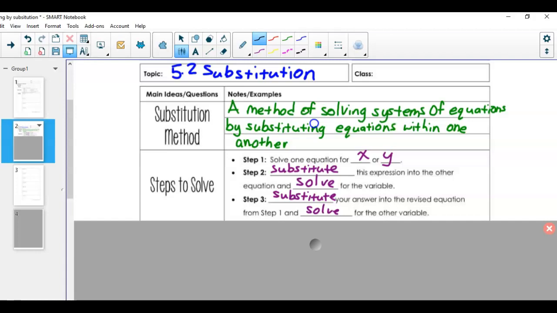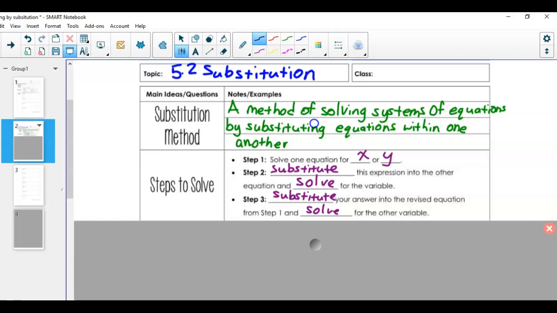First, we look and see, do we have an equation where x or y is by itself? If we do, then we can skip step 1 and go on to step 2, which is substitute the expression into the other equation and solve. So let's say we had a y equals some equation, and then we had another equation in slope-intercept form or standard form. It doesn't matter. We can replace the equation that y equals into the other equation. You'll see here what I'm talking about in a second.